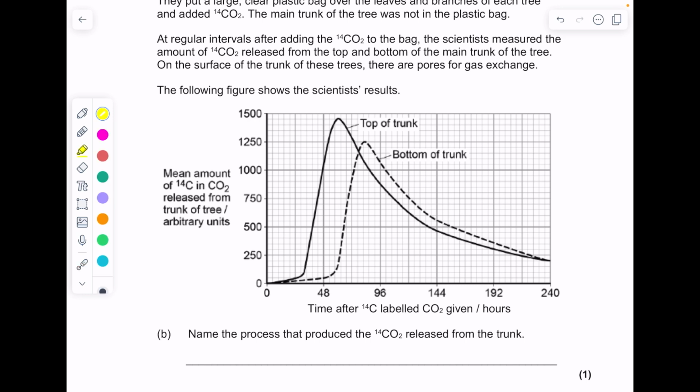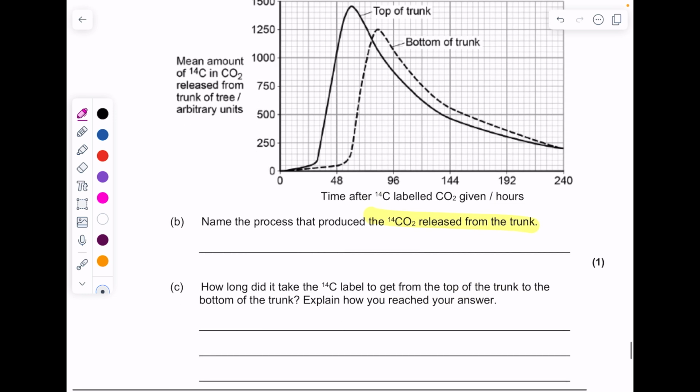Finally, a nice straightforward question. Where does that CO2 come from? Remember, it's the tree respiring. It is a living organism after all.